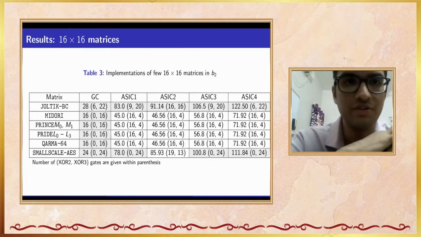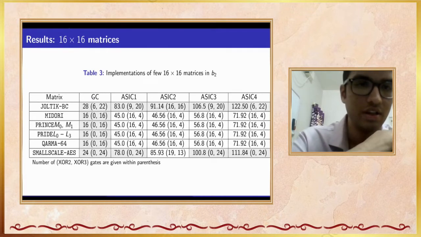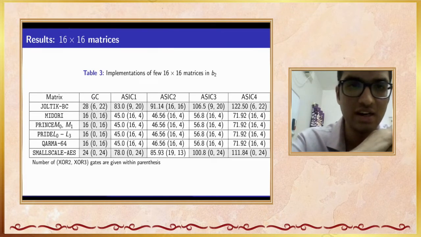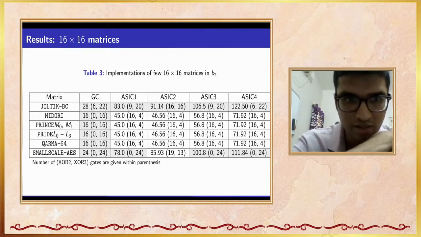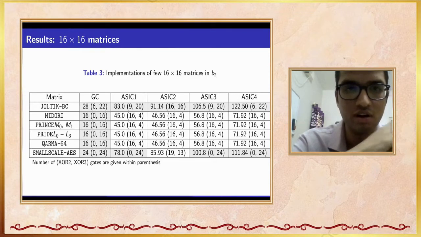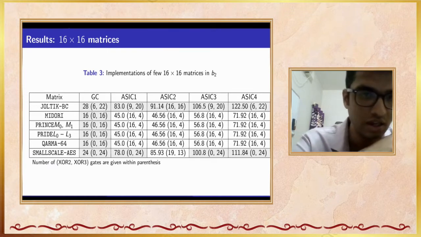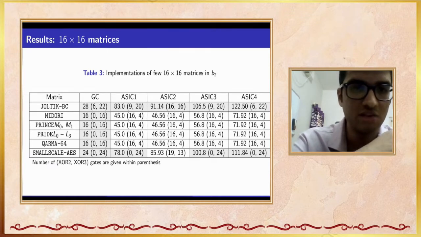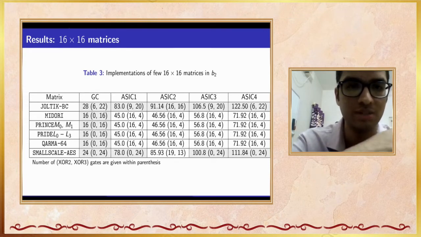Here are some results on a few 16 by 16 matrices. The cells highlighted in gray correspond to those scenarios in which our algorithm has performed better than the IWSec algorithm. So for example, we can see here that for the Joltik matrix, in all of the logic libraries, the output of our algorithm is a lower cost as compared to the IWSec algorithm. And similarly, in the gate count metric for all the matrices, our algorithm has managed to generate a lower cost implementation.